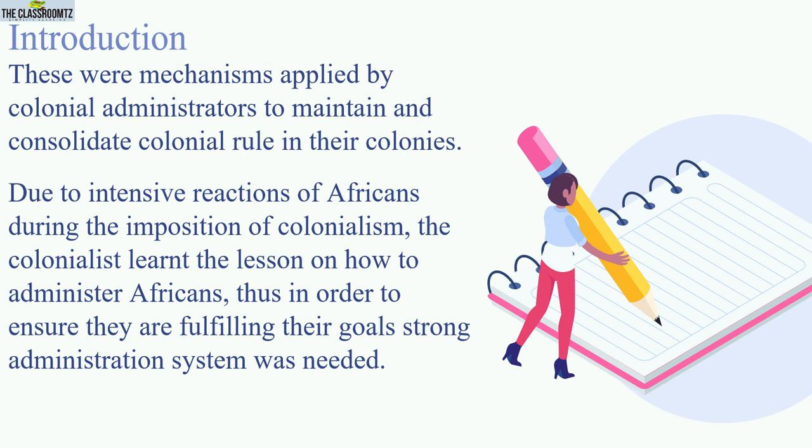Also, because of African reactions, that intensive reaction we checked in topic number 1, especially in the resistance, it gave a lesson to Europeans: these people are not the way we are thinking, that we can control them easily. So because of the lesson they learned from African resistance, they said we're supposed to have a mechanism on how to control these people. And that mechanism was the establishment of administrative systems. So that's the brief of administrative systems, the ways used by Europeans to colonize Africans.